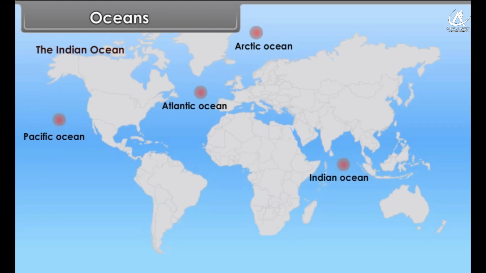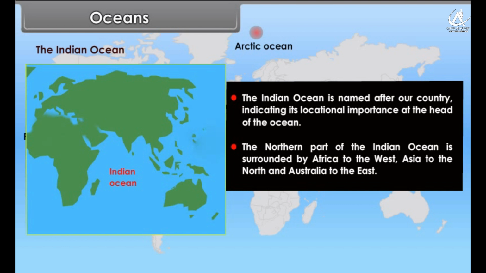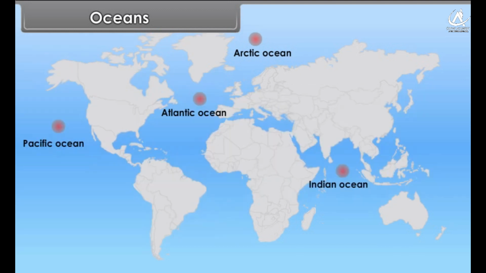The Indian Ocean. The Indian Ocean is named after our country, indicating its locational importance at the head of the ocean. The northern part of the Indian Ocean is surrounded by Africa to the west, Asia to the north, and Australia to the east. The Arctic Ocean. The Arctic Ocean in the North Polar region is the smallest ocean. It is almost completely surrounded by landmass. The water remains frozen almost throughout the year.